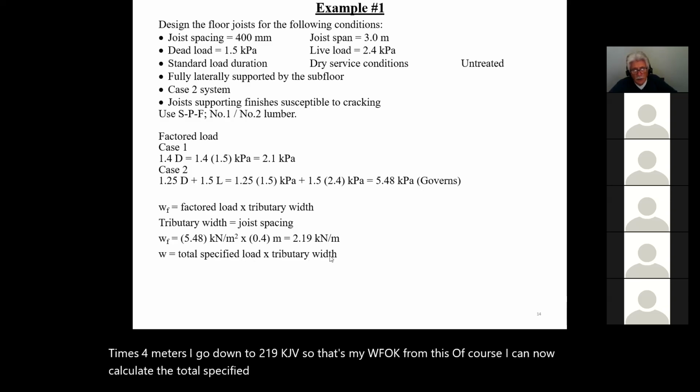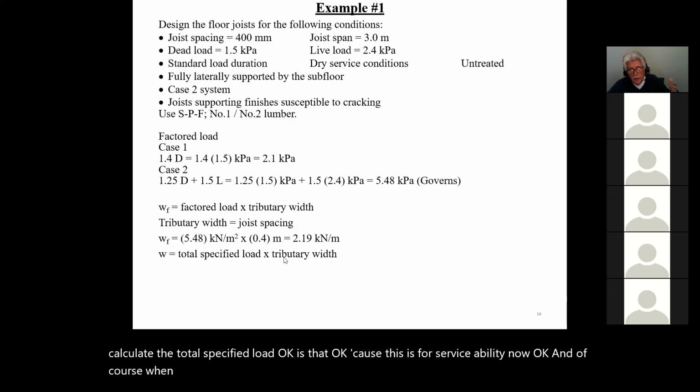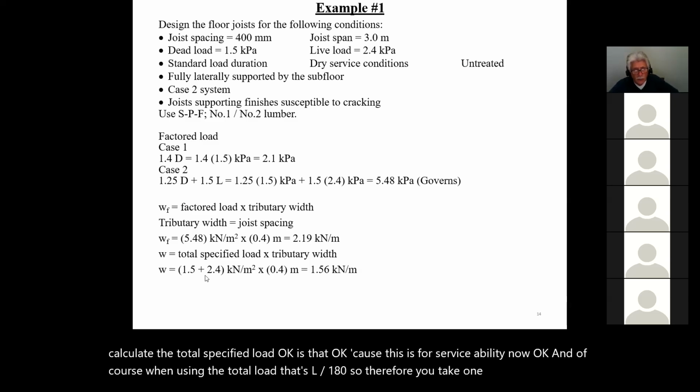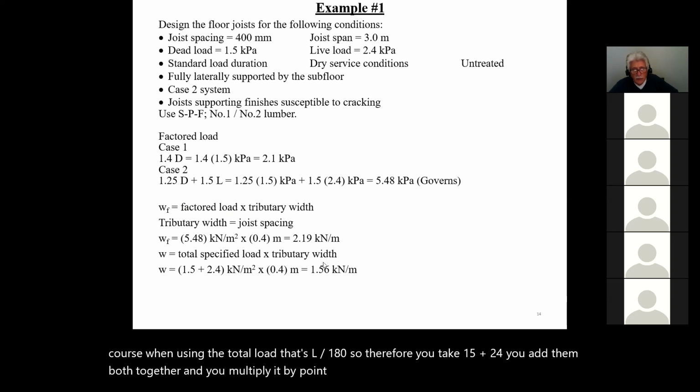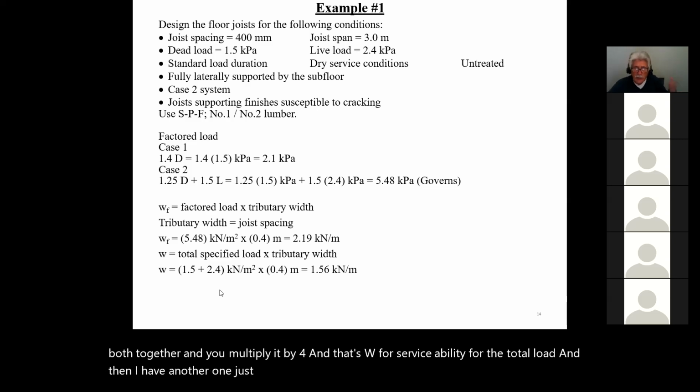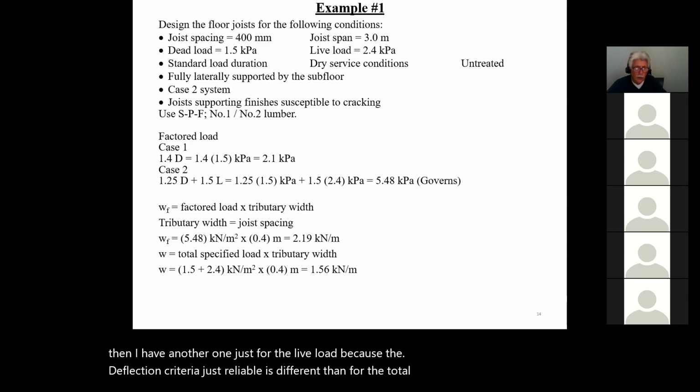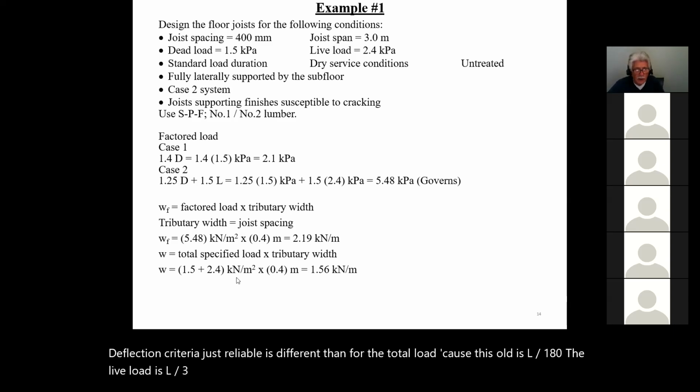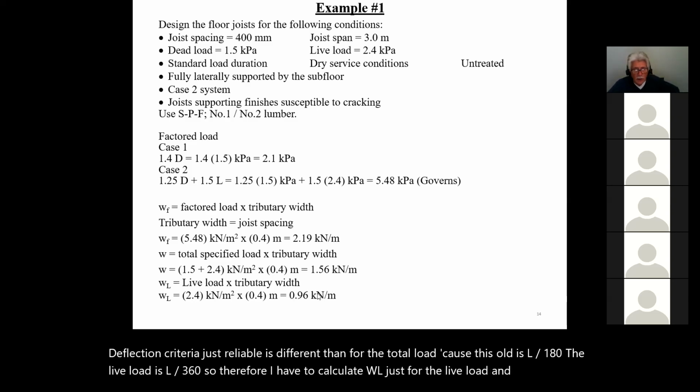From this, of course, I can now calculate the total specified load, because this is for serviceability now. When using the total load, the deflection limit is L over 180. So you take 1.5 plus 2.4, add them together, and multiply by 0.4. That's W for serviceability for the total load. Then I have another one just for the live load, because the deflection criteria for the live load is different: the live load is L over 360. So I have to calculate a WL just for the live load, and I end up getting 0.96.